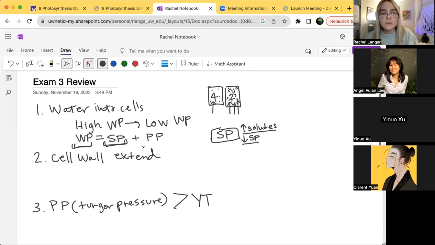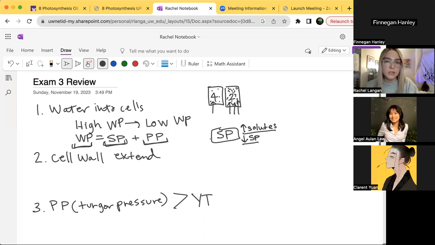The other thing that influences water potential is pressure potential. And that's just the turgor pressure of the cell. I see there's a hand raised. Yes. Question.